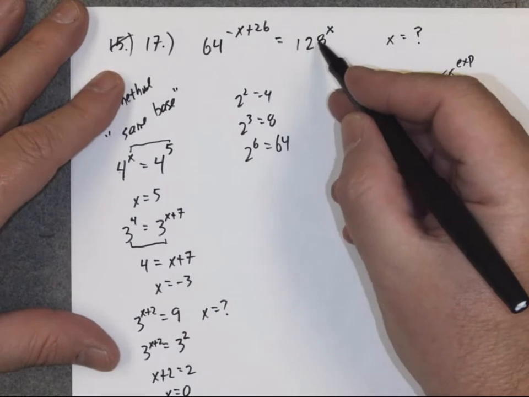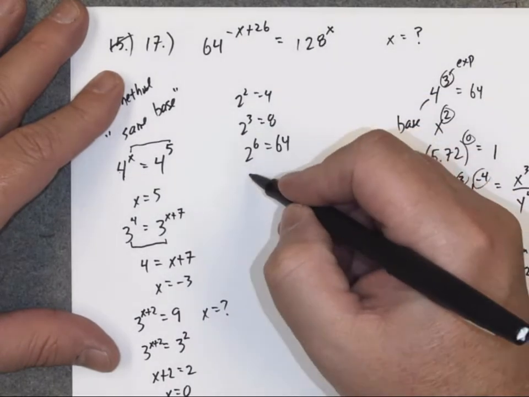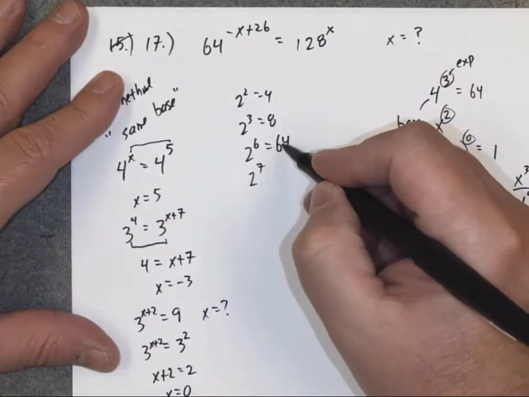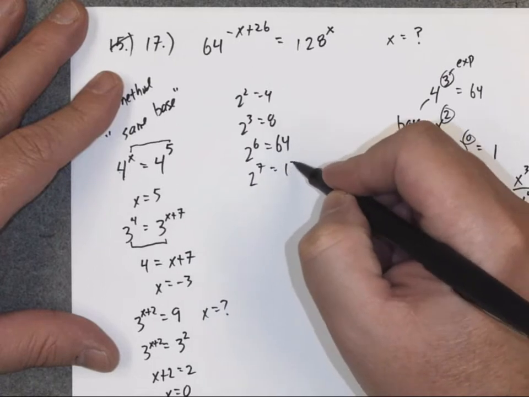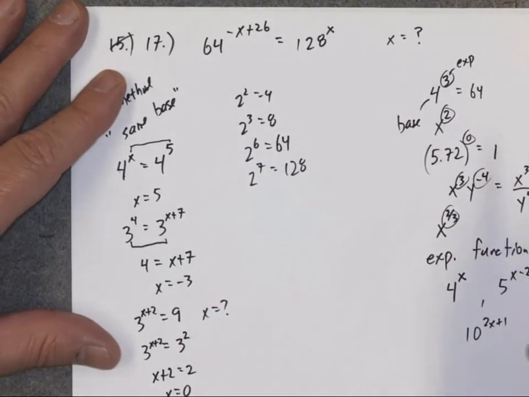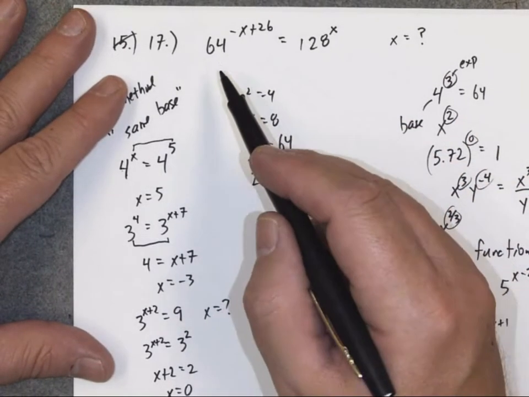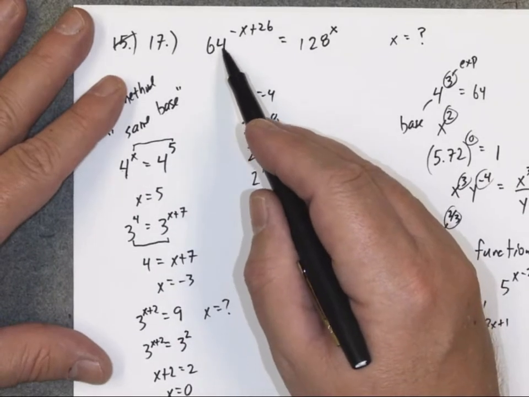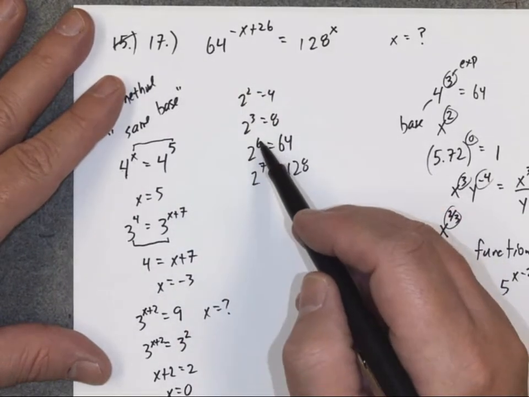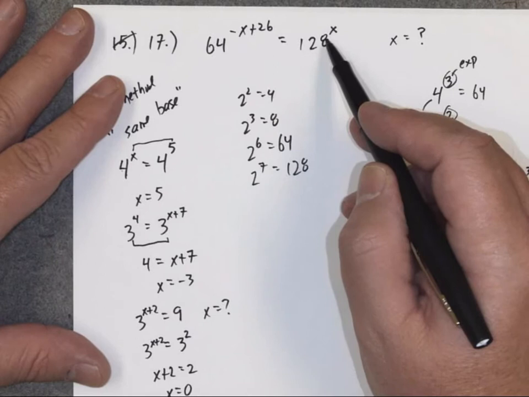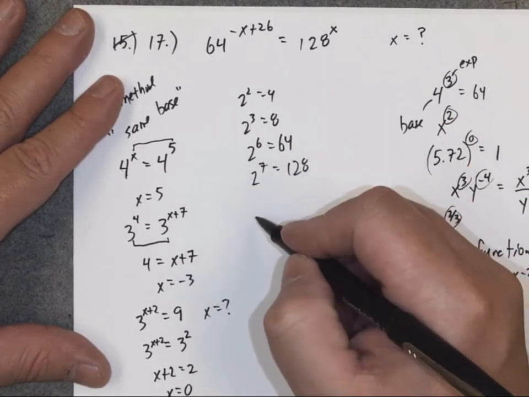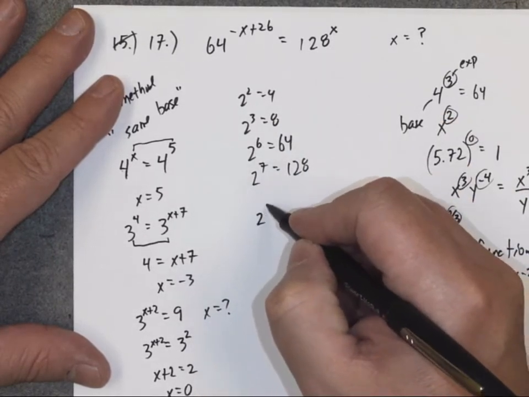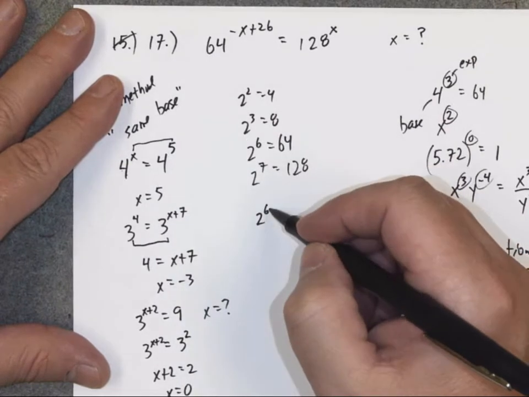And also, you know what I realize here? I've got a 128. If I multiply this by 1 more 2, I get 128. So as it turns out, I can replace 64 with 2 to the 6th and replace 128 with 2 to the 7th. So I can rewrite this. 64 is 2 to the 6th.